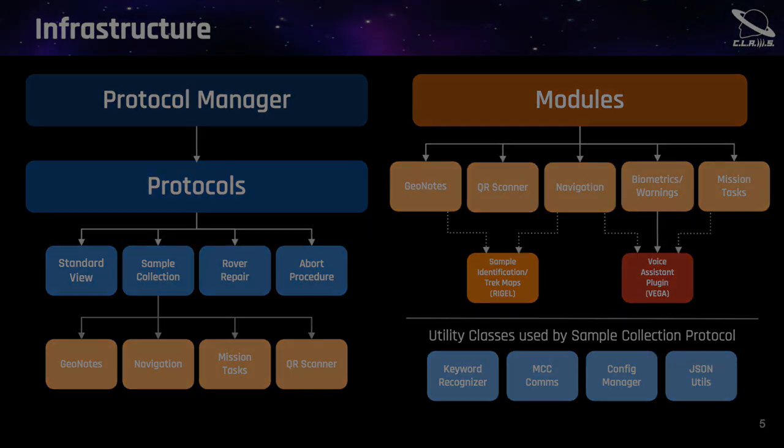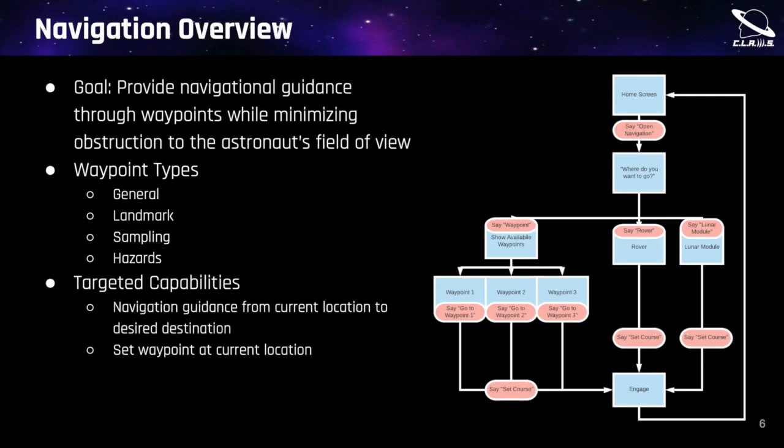it leverages. For navigation, our goal is to provide guidance through waypoints while minimizing obstruction to the astronaut's field of view. In addition to the general use case waypoint, we have special classes for landmarks, sampling sites, and hazards. These waypoints are used as destinations the astronaut can be guided to. Additionally, astronauts can set waypoints at their current location during the EVA.